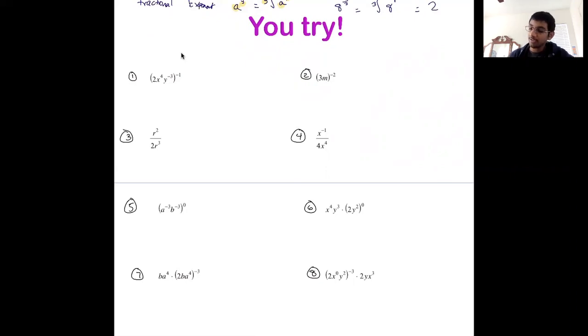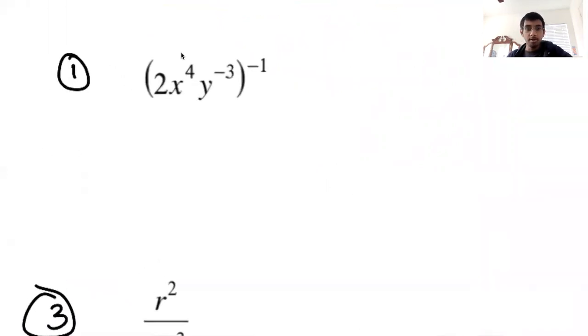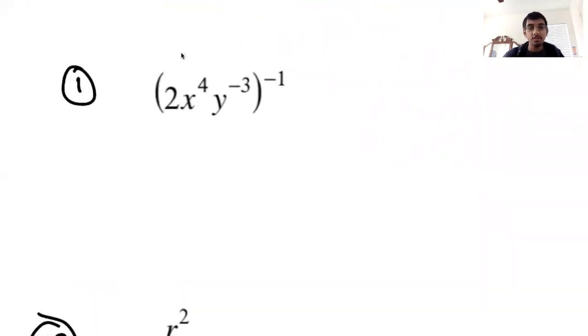All right, so I hope you guys tried all the problems. Let's see if you got them right. Let's begin with the first problem, number 1. This is asking us about parentheses containing 2x to the fourth, y to the negative third, and that's all to the negative first power. This seems kind of complicated already, but it's not too bad.